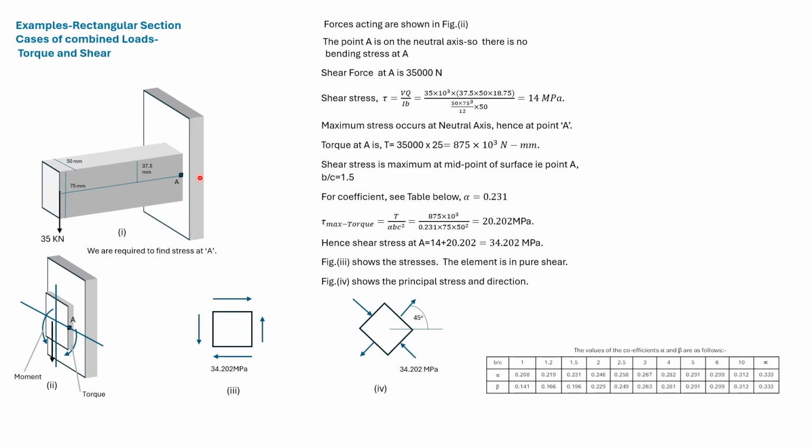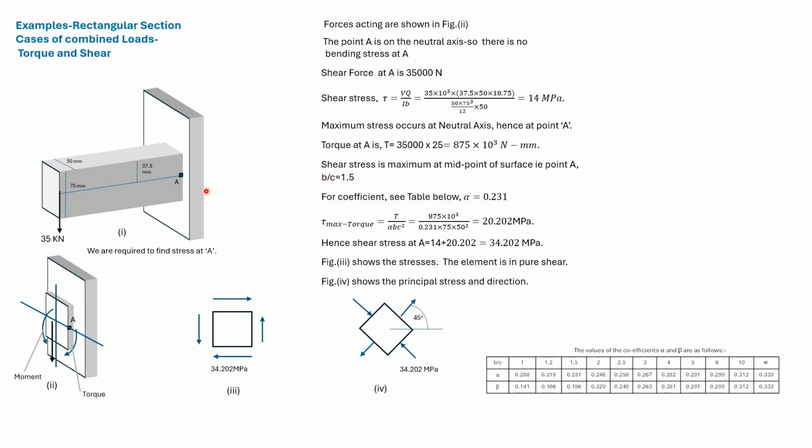We first find out the shear stress that will act at A due to the shear force. So we use VQ by Ib, and this is the shear stress obtained. For this rectangular portion, this is the smaller dimension and this is the larger dimension. The maximum shear stress due to torque occurs at the midpoint of the larger side. So it would occur at the point A. We can find out this maximum shear stress using this table and the formula.